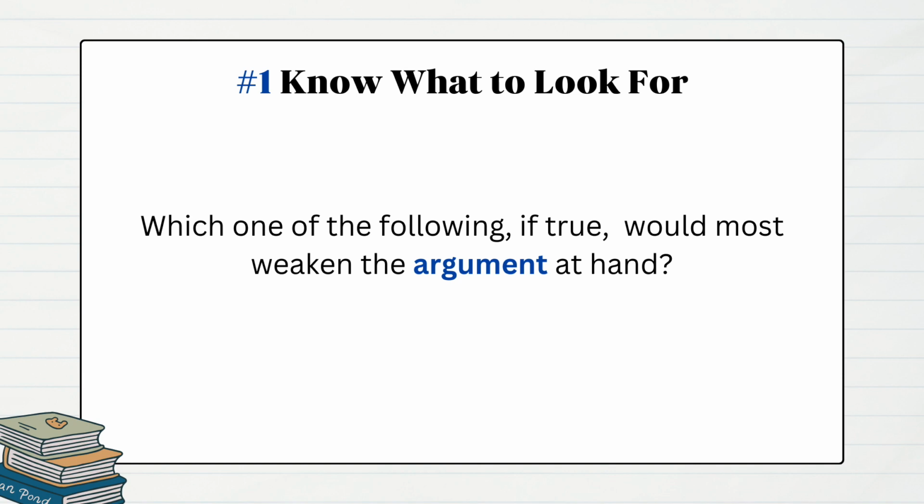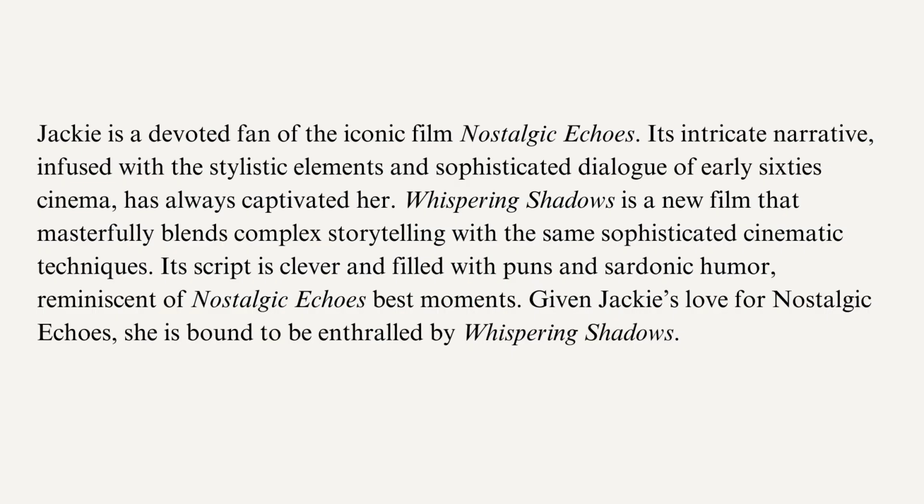So let's look at a simple example to get this idea across. Jackie is a devoted fan of the iconic film Nostalgic Echoes. Its intricate narrative infused with the stylistic elements and sophisticated dialogue of early 60s cinema has always captivated her. Whispering Shadows is a new film that masterfully blends complex storytelling with the same sophisticated cinematic techniques. Its script is clever and filled with puns and sardonic humor, reminiscent of Nostalgic Echoes' best moments. Given Jackie's love for Nostalgic Echoes, she is bound to be enthralled by Whispering Shadows.